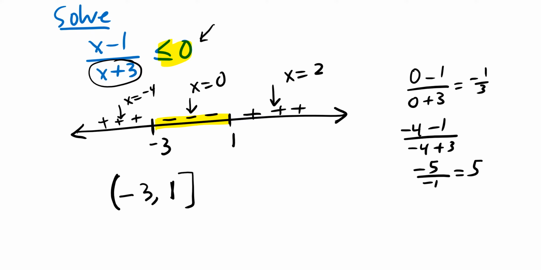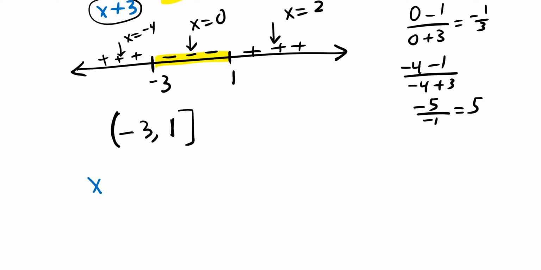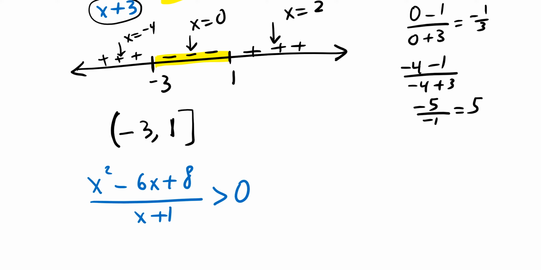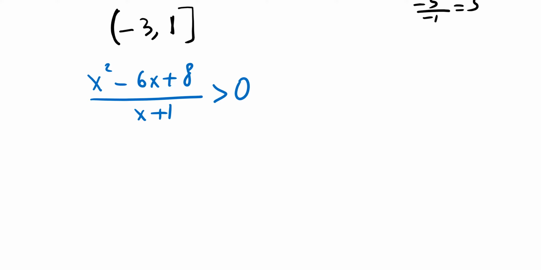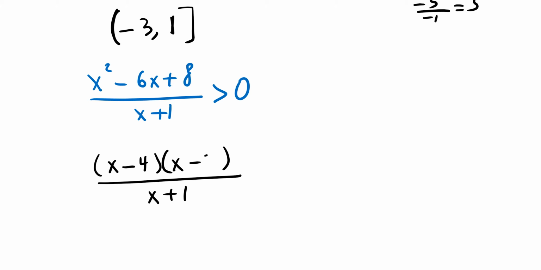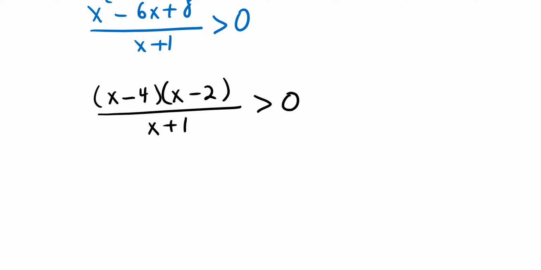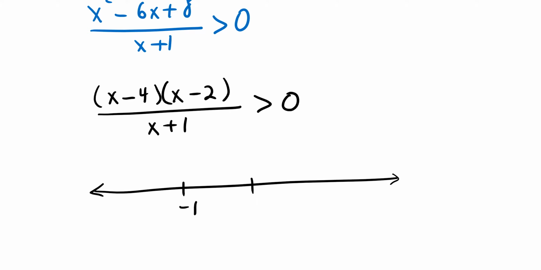What about one more example? x squared minus 6x plus 8, divided by x plus 1. We're going to see how to solve an inequality like this. To do that, the first thing I try is to factor the numerator: x minus 4, x minus 2. Now we have 3 factors, so we expect 3 values on the number line. One of them is negative 1, one of them is 2, one of them is 4.